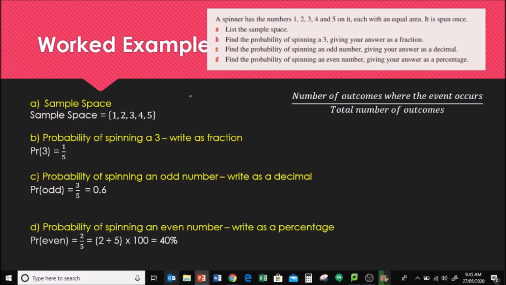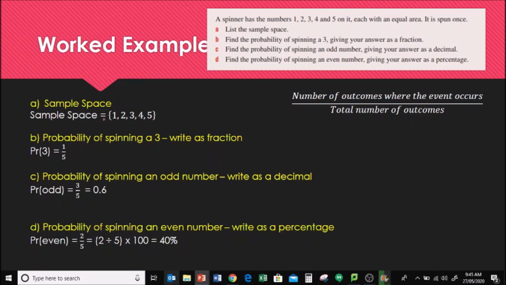So here we've got a worked example. I know I cut off the E, but it's an E. A spinner has the numbers 1, 2, 3, 4, and 5 on it, each with an equal area. That's important because if we had a spinner where number 1 was really big and the other numbers were not equal, that wouldn't be a fair chance. And usually that's not the case in probability. They usually tell you that it's all equal. It's spun once. What is the sample space?